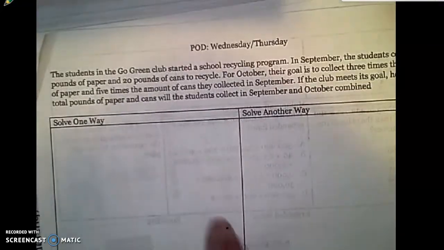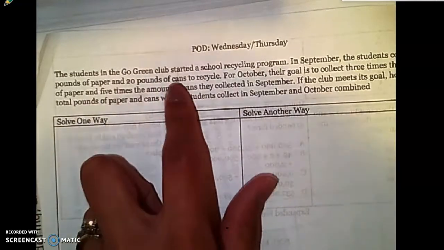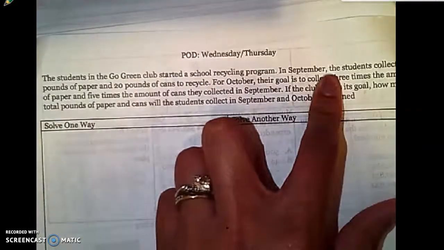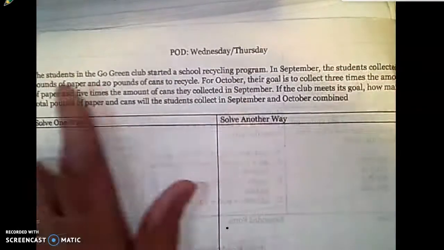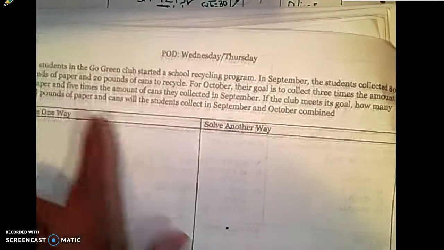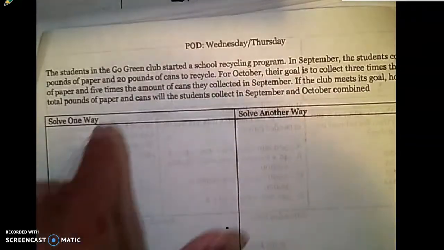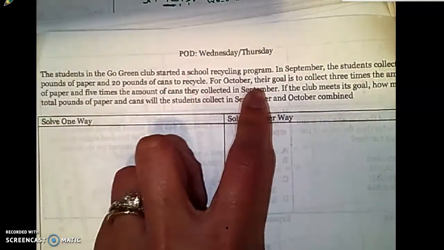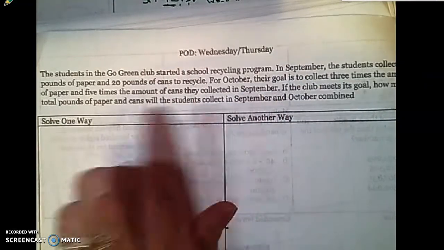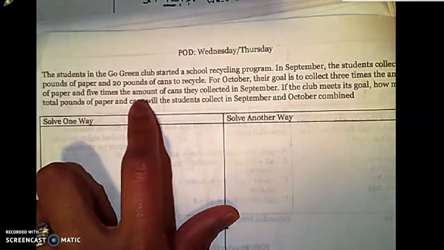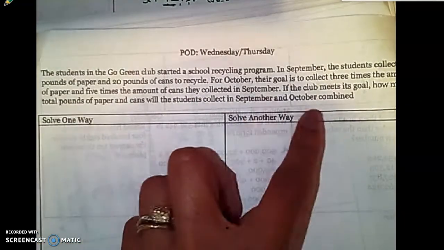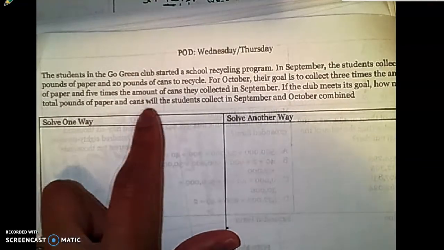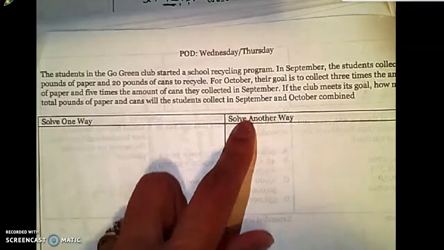So we have the students in the Go Green Club started our school recycling program. In September, the students collected 80 pounds of paper. Okay, you can't see it. It's right there, 80 pounds of paper. And 20 pounds of cans to recycle. For October, their goal is to collect 3 times the amount of paper and 5 times the amount of cans they collected in September. If the club meets its goal, how many total pounds of paper and cans will the students collect in September and October combined?